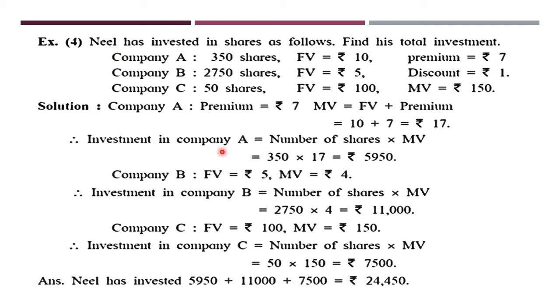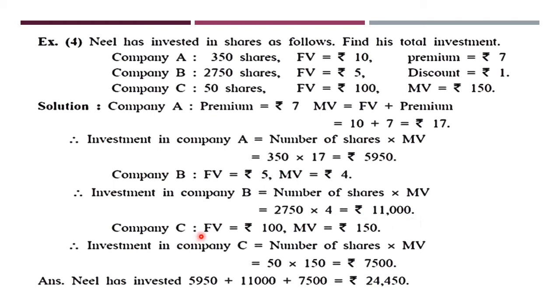Next, investment in company A. For one share the market value is ₹17. Then for 350 shares the market value will be 350 into 17, which is ₹5,950. For company B, face value is ₹5, market value will be ₹4 because the share is at a discount of ₹1, so 5 minus 1 is the market value. Now investment in company B is number of shares multiplied by the market value. Number of shares is 2750, which is already given, and market value of one share is ₹4, which we found. So 2750 into 4 will be ₹11,000.